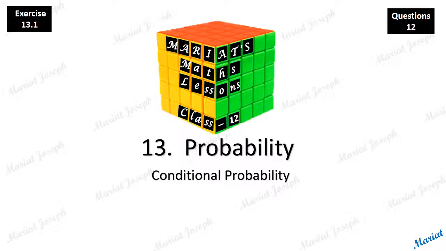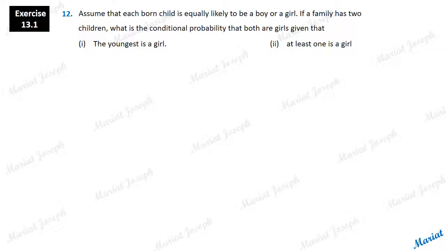Let us do some problems on conditional probability. Assume that each born child is equally likely to be a boy or a girl. If a family has two children, what is the conditional probability that both are girls given that the youngest is a girl?